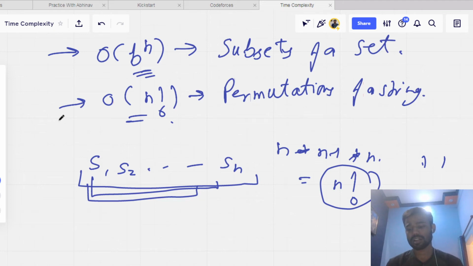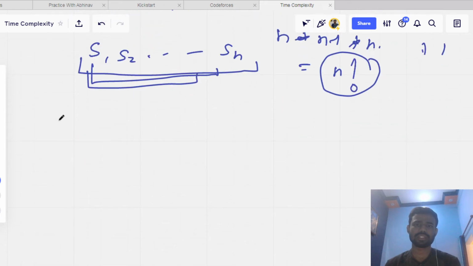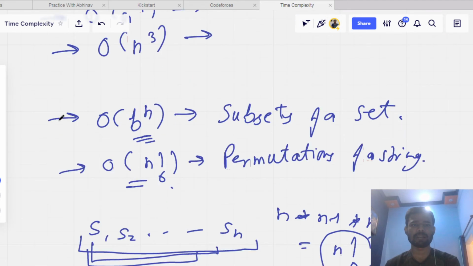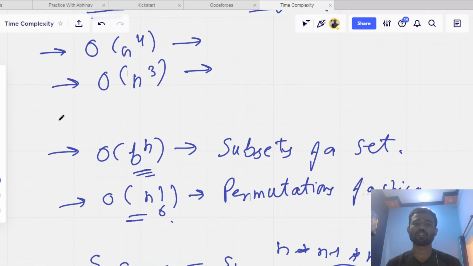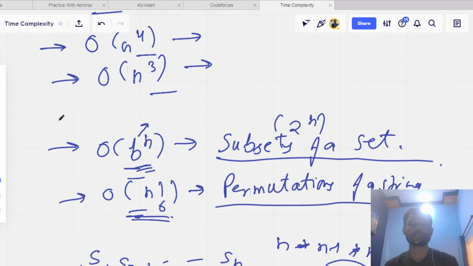So these are some examples of these time complexities. We will take 3 nested loops, 2 nested loops, and if you have to find a subset of a set, then the time complexity will be b to the power n. It will actually be 2 to the power n in the subset case; b can be anything. In case we have to find the permutations of a string by the brute force method, then we will require n factorial time complexity.